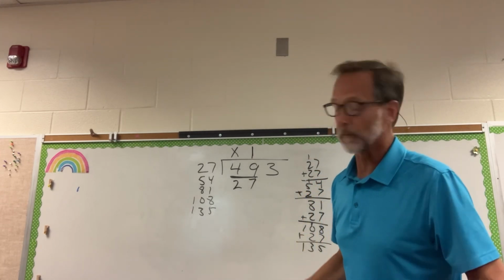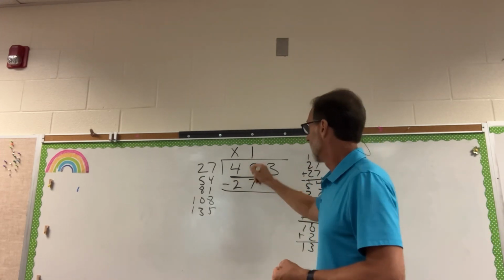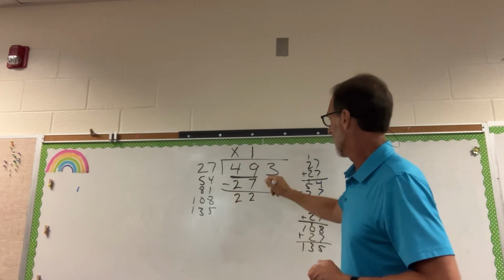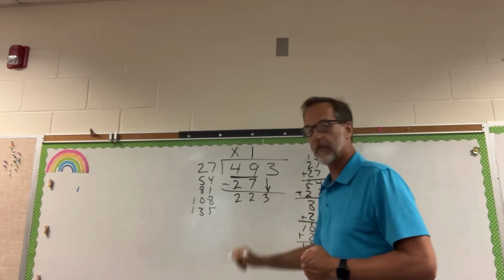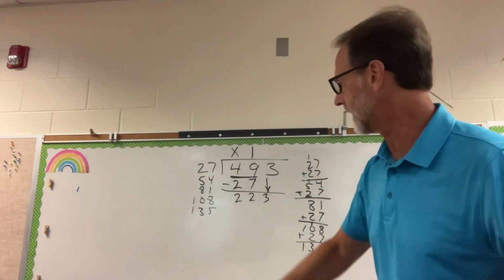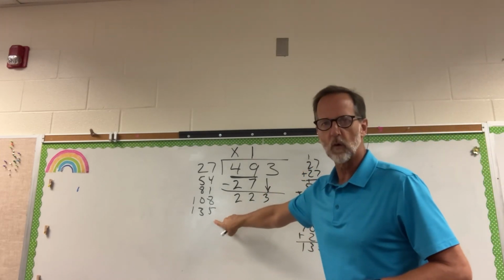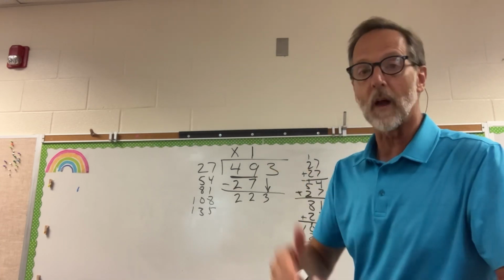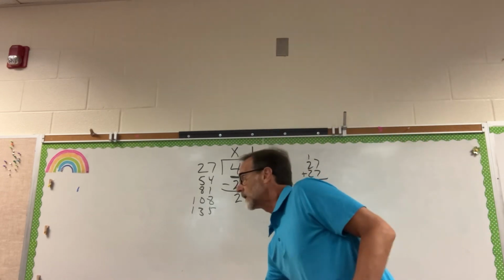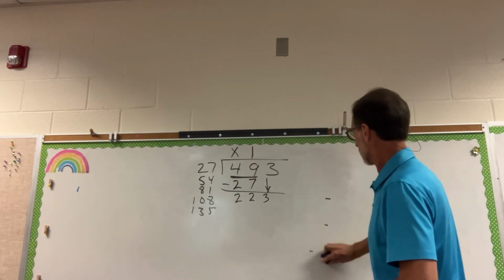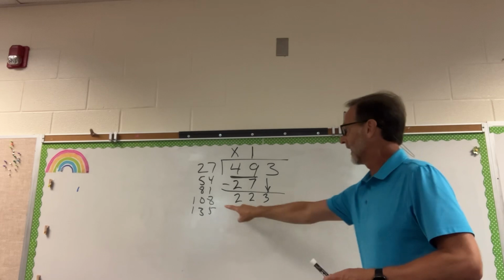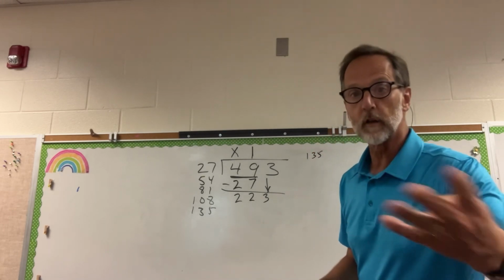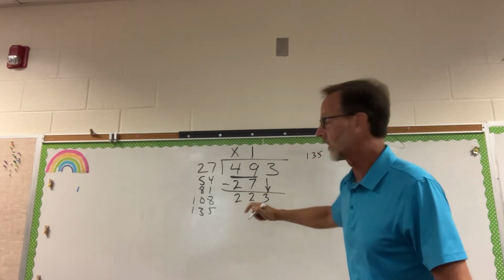Now what? Now you subtract. 9 minus 7 is 2. 4 minus 2 is 2. And we have to bring down the 3. Well, now we have 223. Is this close to 223? It's not. I have to extend my list now. So now I have to keep adding, okay? So I'm going to come back over here. I'm going to erase this so you guys can see it on the video. My last number that I had was 135. I've got to add another 27. I have to keep going until I get close to this number.